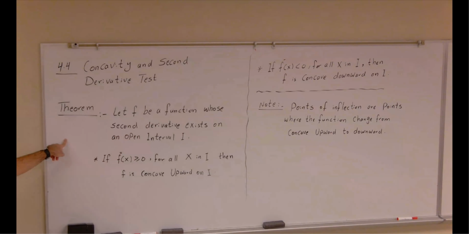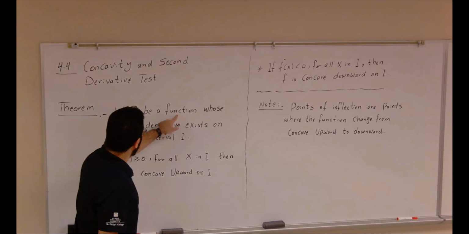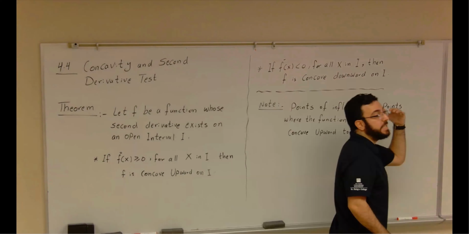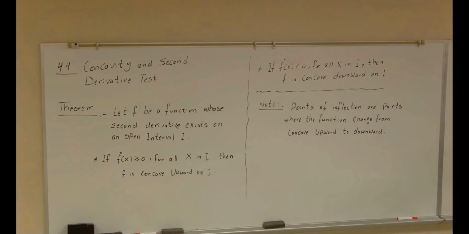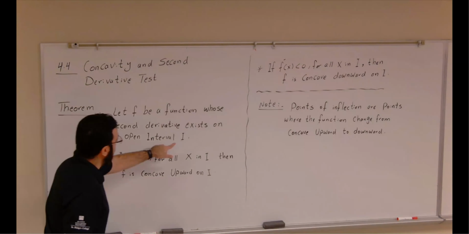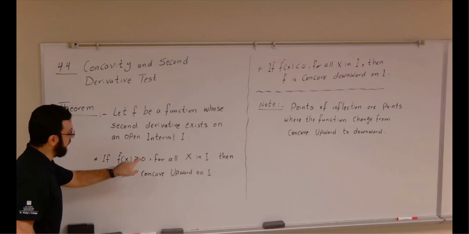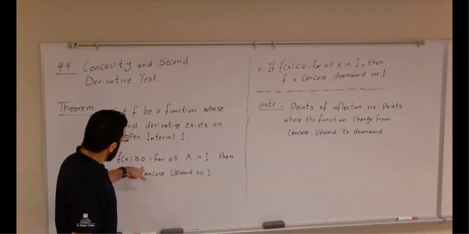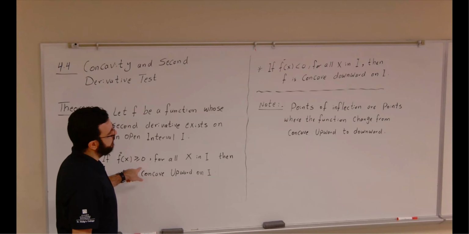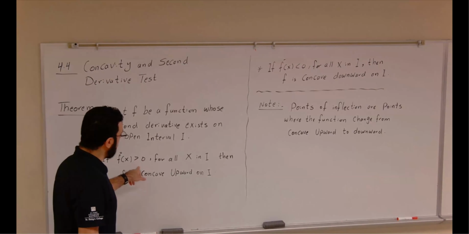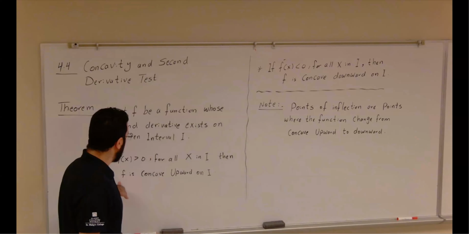So here's the theorem. If f is a function whose second derivative exists, that means there is a second derivative, for example, you find the first derivative and then there is a second derivative, on the open interval I. If the second derivative is greater than zero, then the function is concave up.